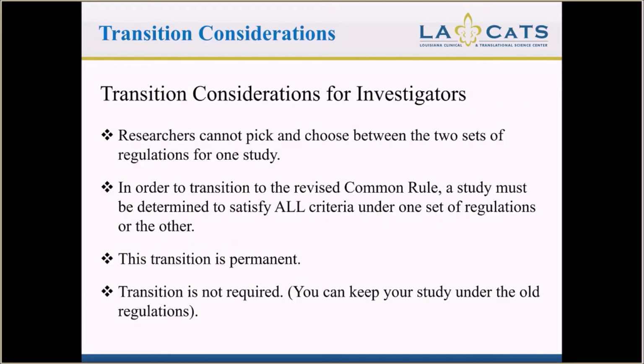Things to consider if you have the choice whether to transition your research or not: researchers can't pick and choose between the two sets of regulations for one study. If you transition to the new common rule, the study must satisfy all of the criteria under the regulations. This transition is permanent, so if you decide you don't like the new rules, then you can't go back. Note that transition isn't required, so you can keep your study under the old regulations.